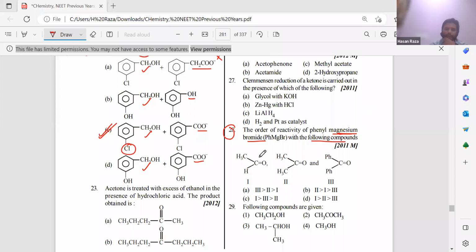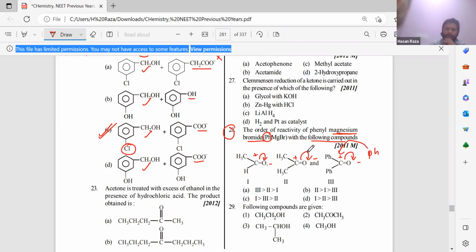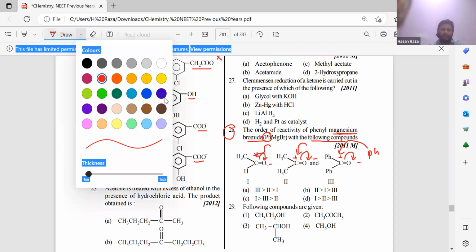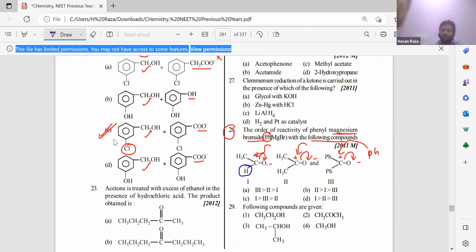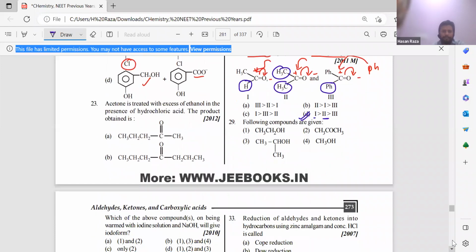See, this will go like this: negative, there will be positive, there will be negative, there will be positive, there will be negative, there will be positive. Now you can see Ph is already a bigger group, so it will be attacking here. Now steric hindrance will be there, in which the steric hindrance will be lesser here, because it has the smallest group, so it will be the most reactive. Then you can see CH3, here it is Ph, that means benzene, CH3 Ph, so it will be the second. So the answer is D. Is that clear? Yes, sir.